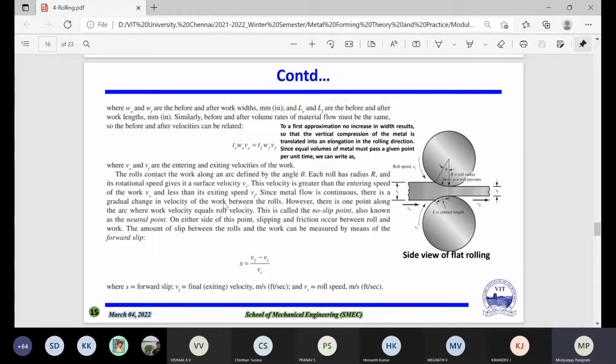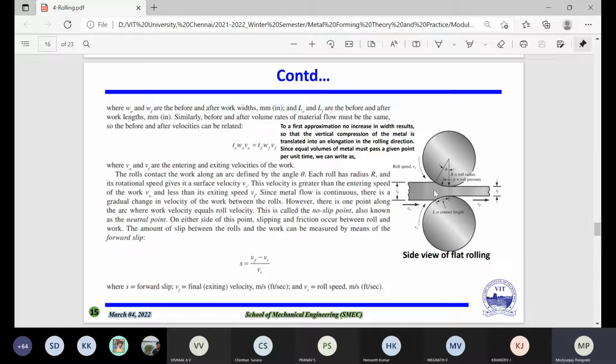So you have to write the surface velocity of the roll, or the roller velocity, as VR. And this velocity is greater than the entering speed of the work V0 and less than its exiting speed VF. Okay, and whatever the roll speed you have depends upon the material flow, because here whenever you are pressing, you will find some resistance there, or the friction is there, right? And since the metal flow is continuous, there is a gradual change in velocity of the work between the rolls. And the moment the material is flowing from one end to the other, automatically the velocity will try to decrease, because here you are pressing, right?